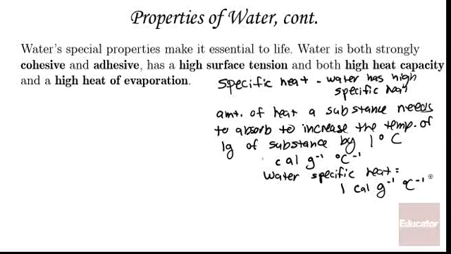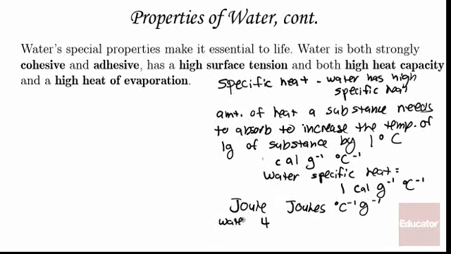Let's look at it in different units that are commonly used. A joule is another unit that's used to describe energy. And specific heat's often given in joules per degree Celsius per gram. So let's compare some different substances using this measure. In this measure of units, water has a specific heat of 4.18 joules per gram per degree Celsius. Compare that to, say, lead.